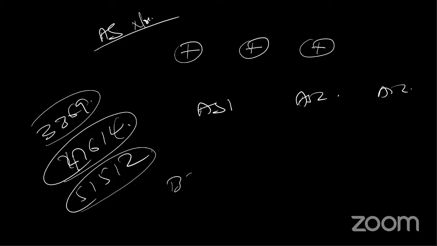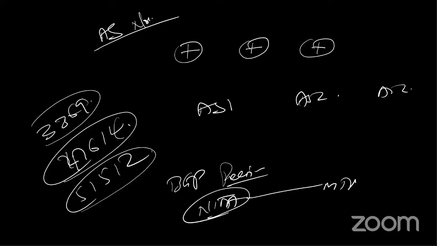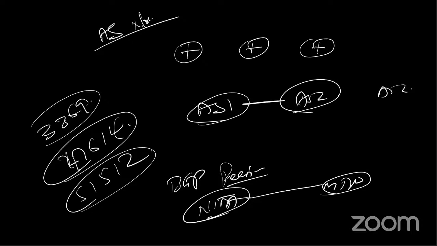Now we have what we call BGP peering. When you are an independent ISP like NITA, you need to connect with MTN through peering your autonomous systems. You'll set up a peer connection between NITA's autonomous system and MTN's autonomous system. So NITA will advertise its routes to MTN, and MTN will advertise its routes to NITA. Now, everyone in MTN's autonomous system can reach everyone in NITA's autonomous system.